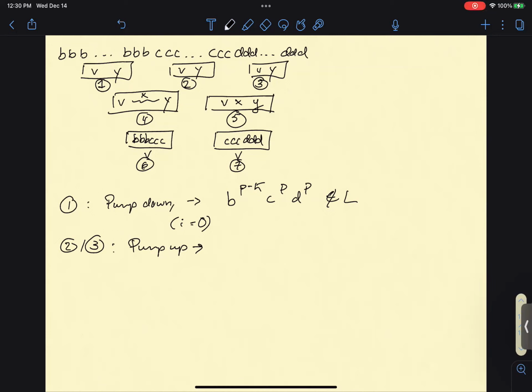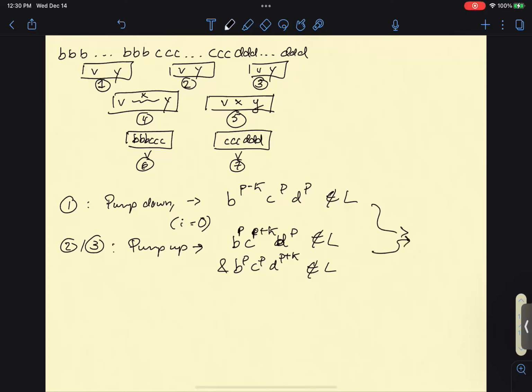So you pump up, because if you do something like this, these are both not in L. Yes, very good. Excellent. Okay. So now we can go to 4.